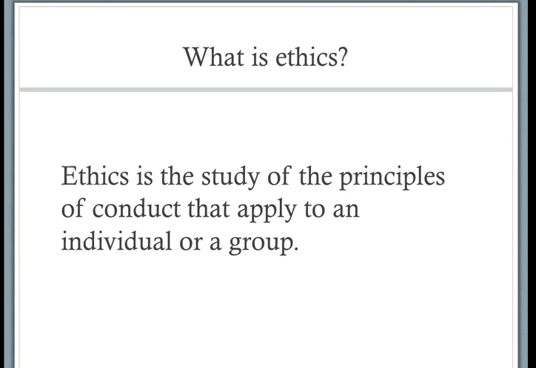So basically, it's looking at what values, what beliefs you have as either an individual, personal, or as a group, as in a corporation or a business. What ethics do you have? What seems ethical to you, and what seems unethical to you? And the same thing with business. What is ethical business practice, and what is an unethical business practice?